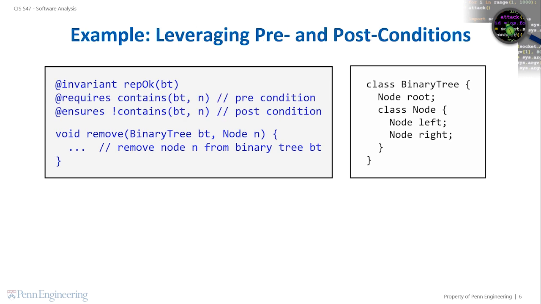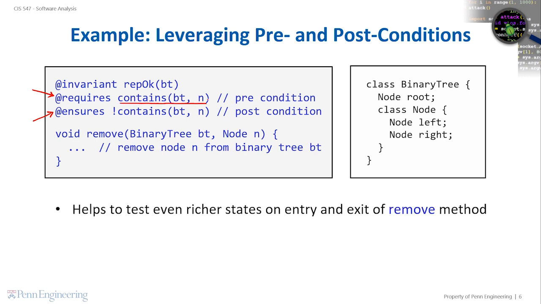Going even further, the programmer can specify pre and post conditions denoted in our example program via requires and ensures annotations respectively. In this case, the precondition states that the input node n must be contained in the input binary tree bt. Such a precondition could further prune the space of candidate inputs by avoiding generating inputs where the node n is not contained in the binary tree bt.